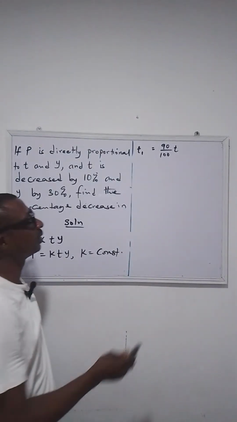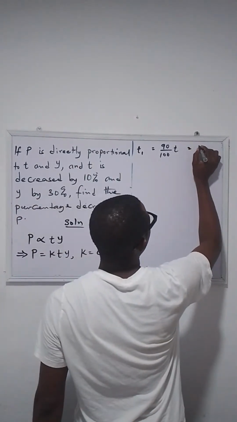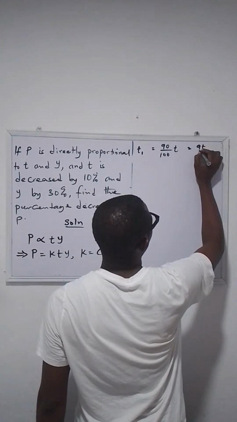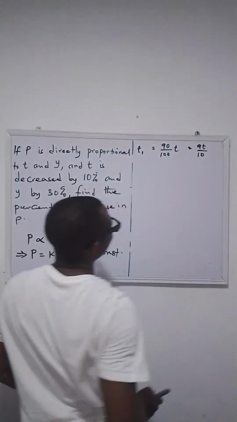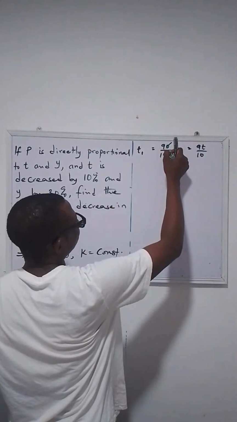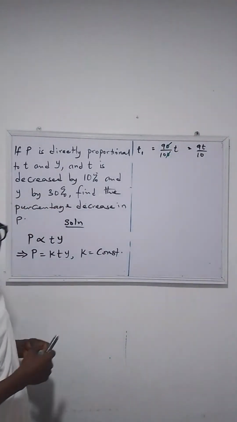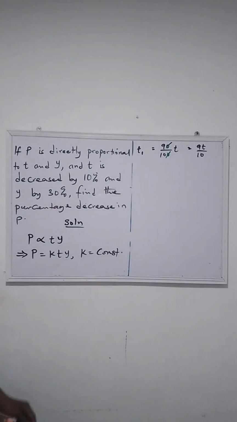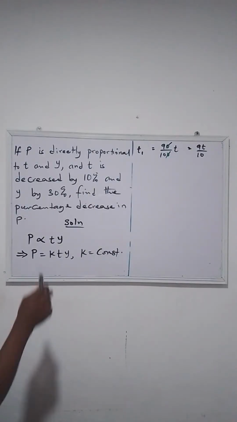So now this is the same thing as 9T over 10. Okay, because the 0 here cancels the 0 here. So you are left with 9 over 10 T. You get that? Okay, so now let's move on.